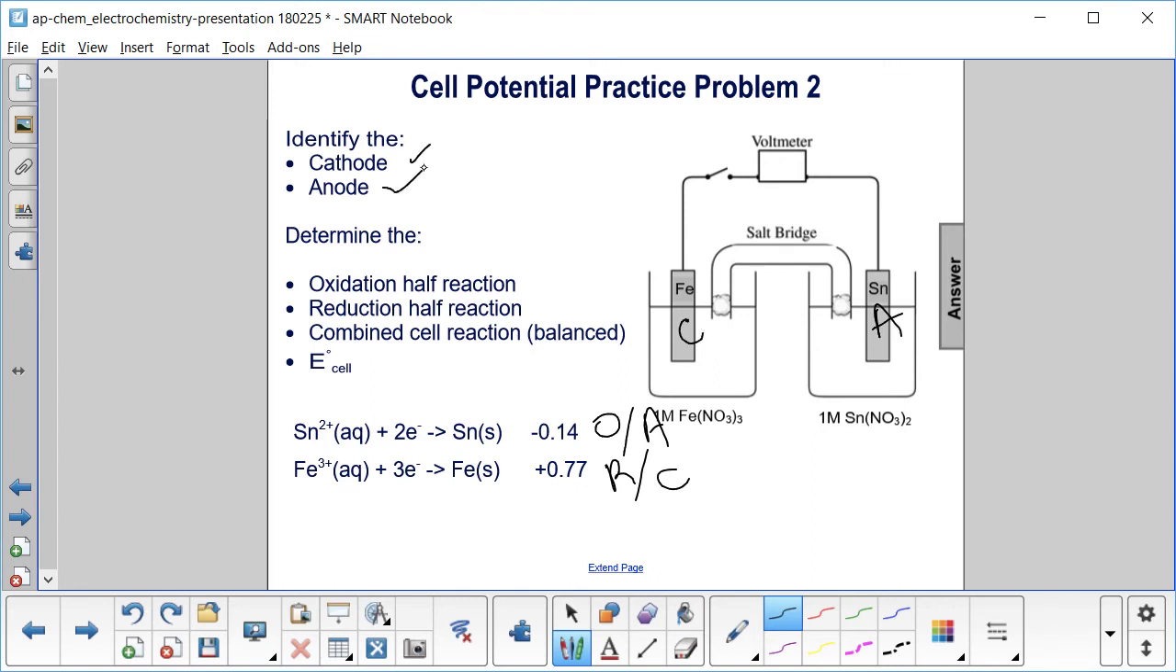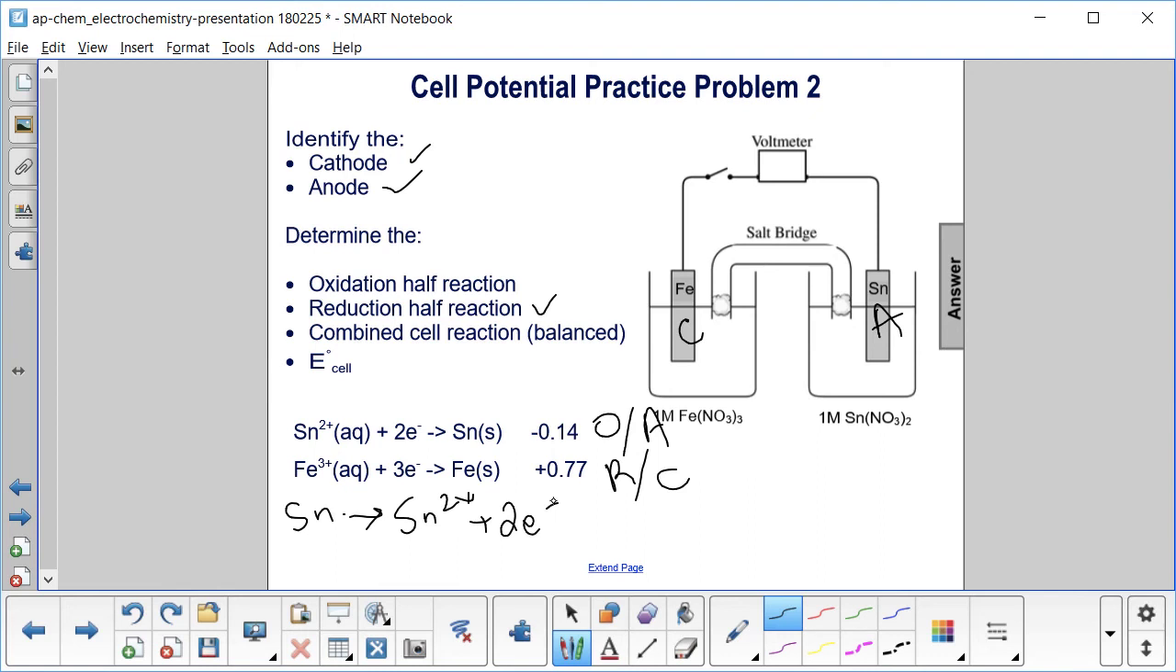Okay, then the oxidation half reaction and the reduction half reaction. So the reduction half reaction, that of gaining electrons, is already written for me. But the oxidation half reaction, I need to flip it to show the loss of the 2 electrons. So tin goes to Sn2 plus and 2 electrons. Okay.